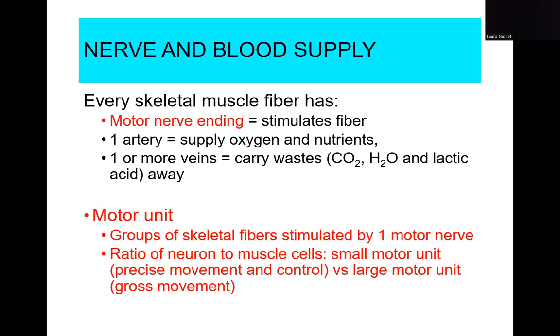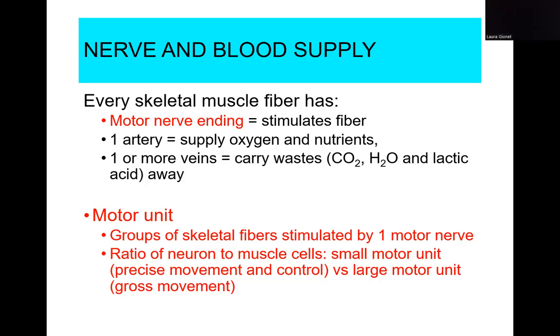Okay, so nerve and blood supply. Every skeletal muscle fiber has a motor nerve ending, which stimulates the fiber. This is going to be different than cardiac muscle. We have a certain amount of nerve supply to the cardiac muscle in your heart, but it has a different way of communicating the impulse to contract from cardiac muscle cell to cardiac muscle cell. But in skeletal muscle fibers, we have a motor neuron ending to each fiber. It has one artery and one or more veins to carry waste away. Arteries supply oxygen and nutrients. Veins carry carbon dioxide and waste products of metabolism as that skeletal muscle works.